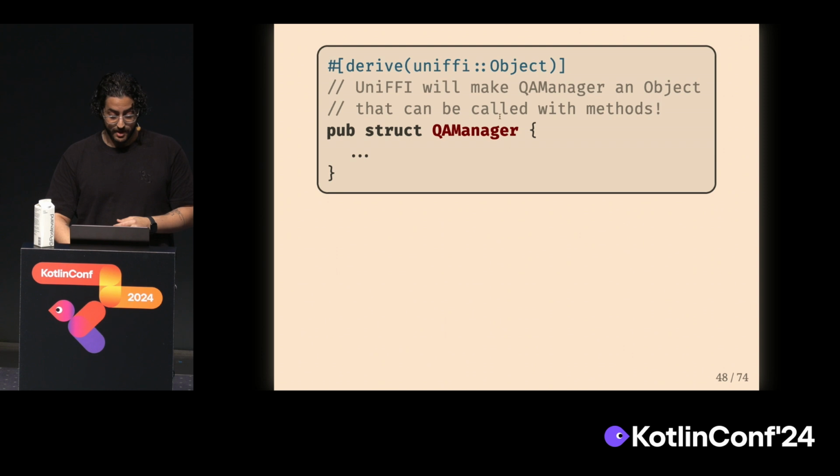And in this case, you're saying, for this Q&A manager, I want it to be an object, in other words, a class that can be called from the outside. You can call methods on it, so to speak. And what Unify is doing here is it's taking this and it's generating that C-like layer. And it's also generating some metadata that can be used by Unify itself, again, at a later point to generate the Kotlin code, for example.